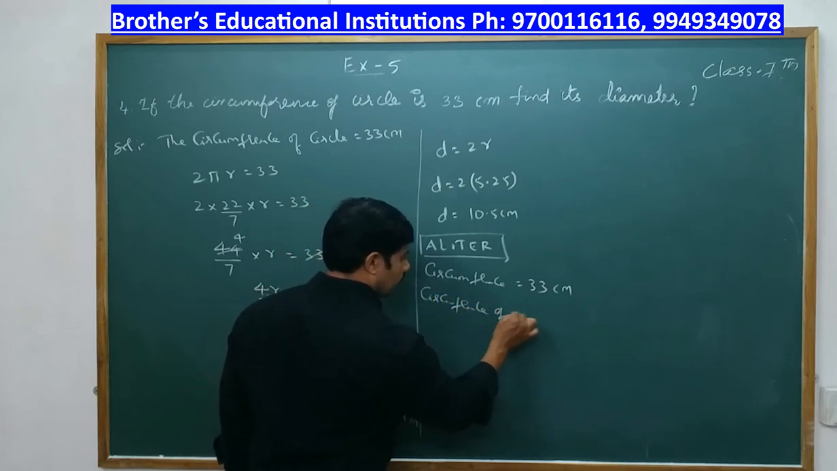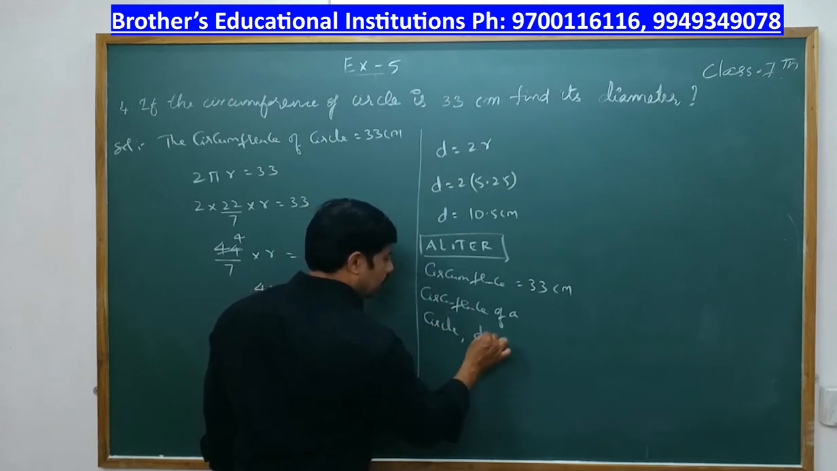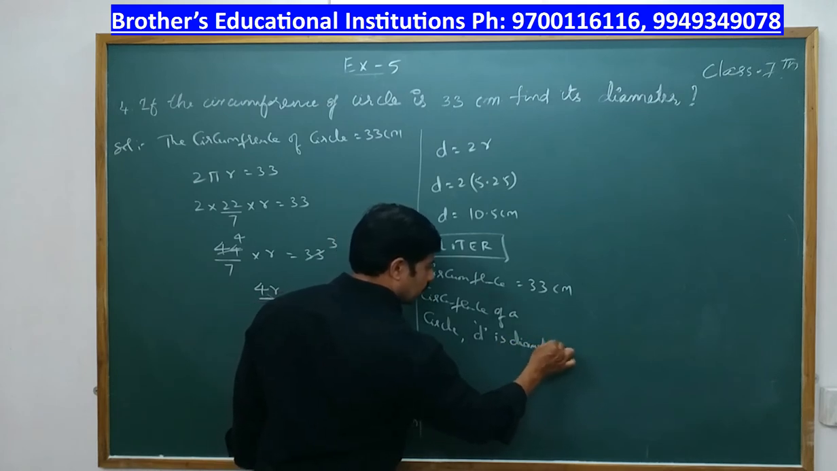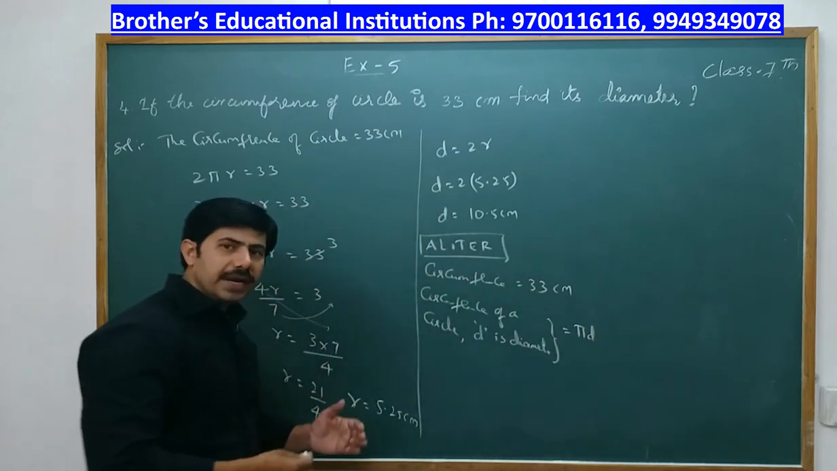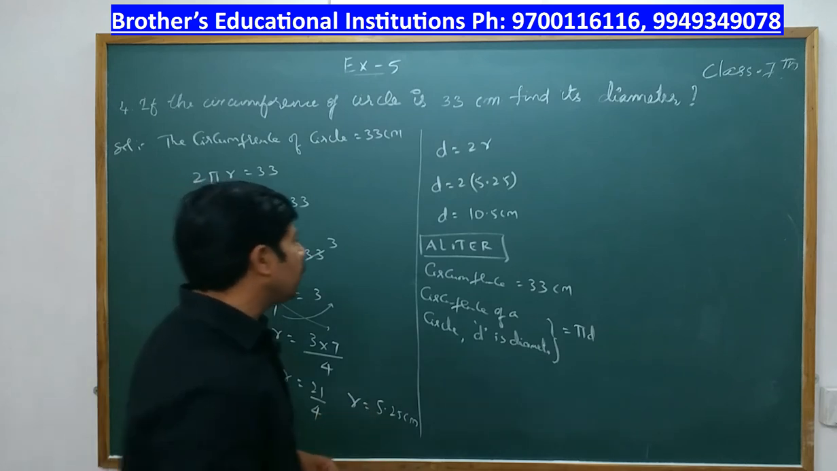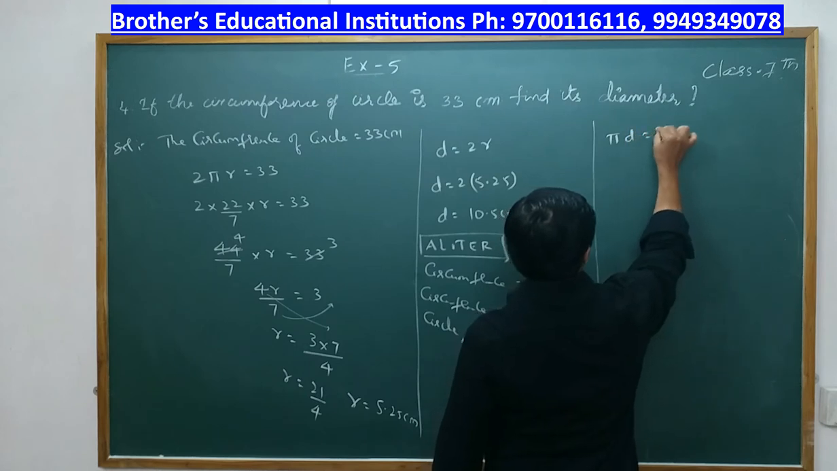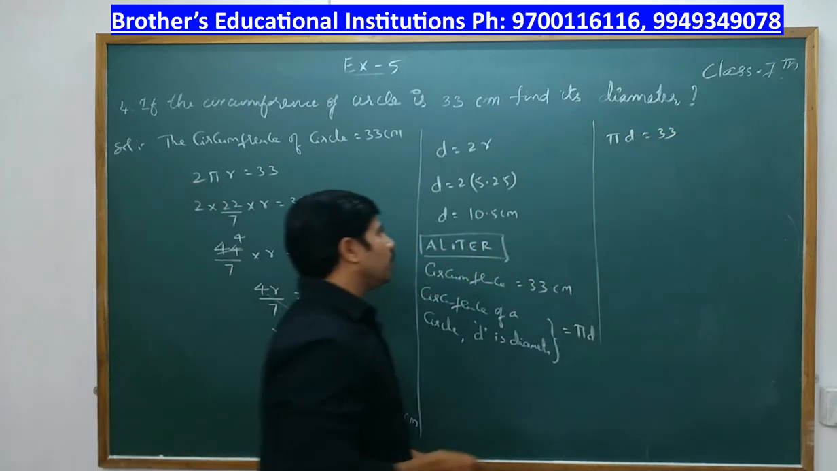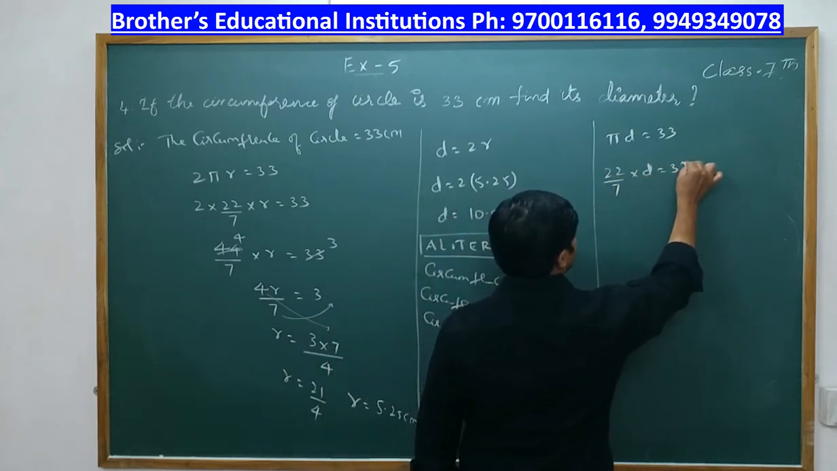Circumference of a circle, if d is the diameter. So what is the circumference of a circle if d is the diameter? It is pi d. So pi d is the circumference of a circle when the diameter is given. So now we equate, that means pi d is equal to 33. So pi you take as 22 by 7, into d is equal to 33.